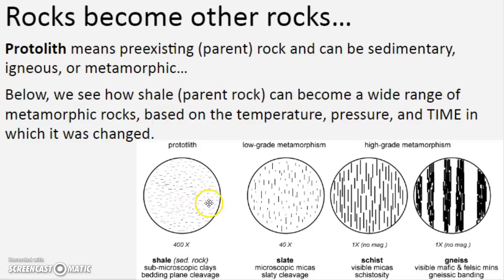So here I have shale. If I add temperature and pressure, it could become slate. That slate can become schist, and by adding temperature and pressure, we can align these minerals, your hornblendes and your micas. And the lighter ones happen to be generally quartz. In this case, we can have these very obvious banding that we call gneiss.